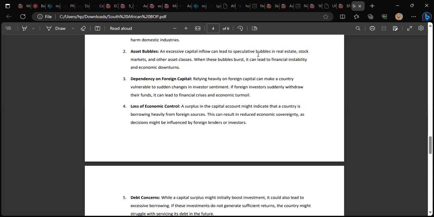So you keep investing. But at the end of the day, this can't go on forever, right? The price can't keep going up through the roof forever. It has to come down, right? So when it comes down, it's going to cause financial instability and economic downturns.